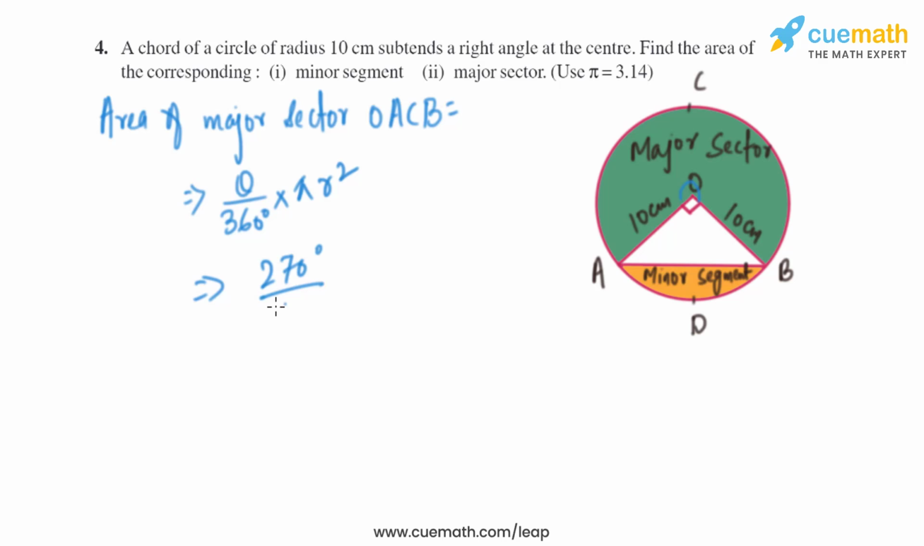We know the value of theta, the angle of the major sector, that is 270 degrees, divided by 360 degrees, multiplied by the value of pi, which is given as 3.14, and the radius is 10 centimeter. And on solving this, we will get the area of the major sector OACB that equals 235.5 square centimeter.